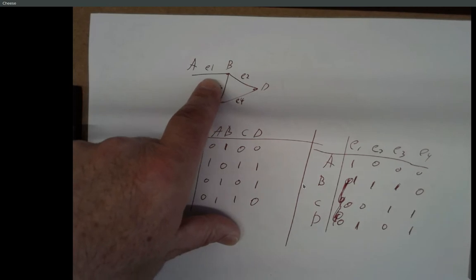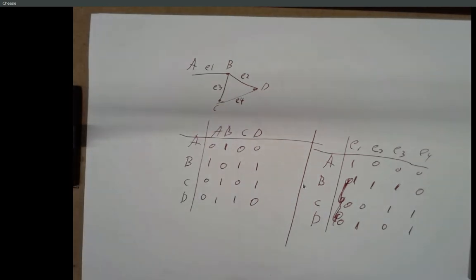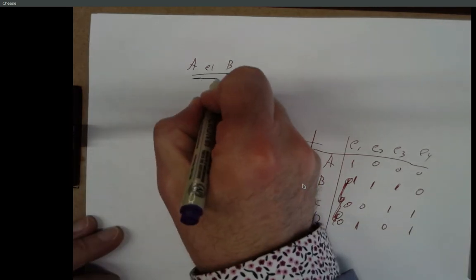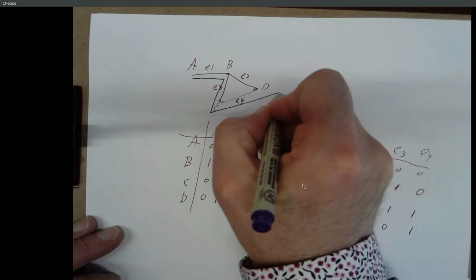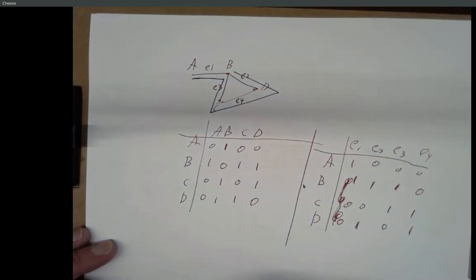So this graph, there's an Euler path. I could start here, go over, come down to C, go up here, and come back. And I've hit all the edges. And there's a criteria for the existence of an Euler path. Do you remember what that is?